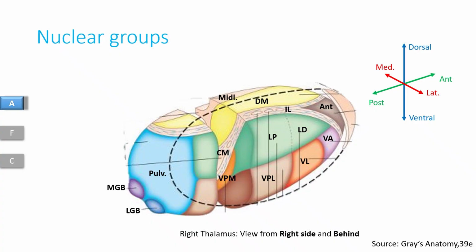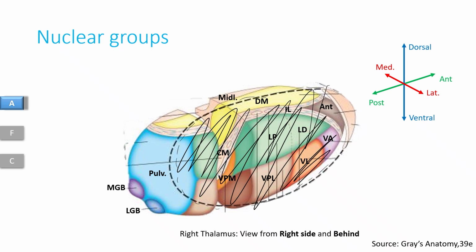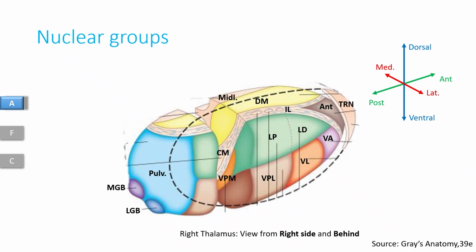And covering this thalamic egg, can you see this dotted or dashed curve over here? Okay, that is a structure that is covering the thalamus from the lateral side. This is actually a shield-like covering of the thalamus, called the thalamic reticular nucleus. It is not part of the reticular formation, but this is called TRN, thalamic reticular nucleus.